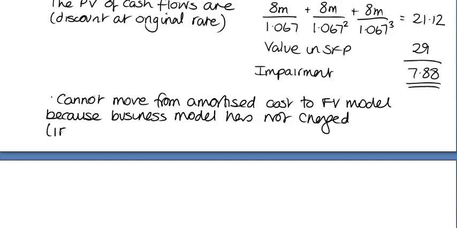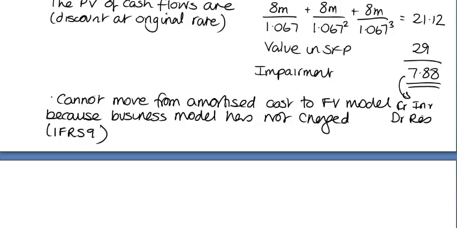This is an issue per IFRS 9. We're still intending to collect the cash flows, so therefore the business model has not changed. If I've got an impairment of 7.88, what am I going to do with that? Well, I'm going to credit the investment and I'm going to debit reserves.